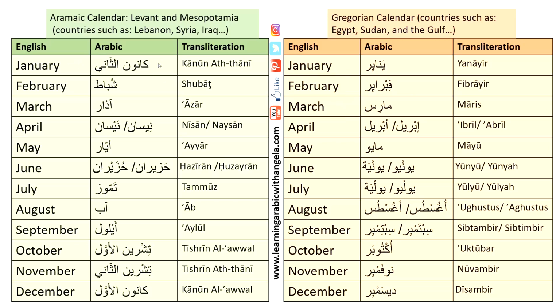And the ones that I grew up with personally: كانون الثاني, January, شباط, آذار, نيسان, أيار, حزيران, تموز, آب, أيلول, تشرين الأول, تشرين الثاني, وكانون الأول.